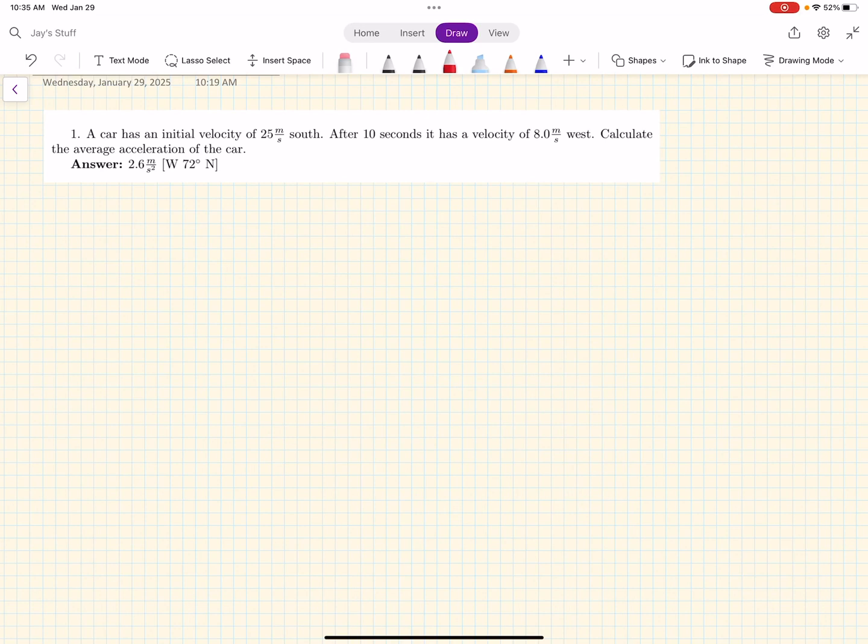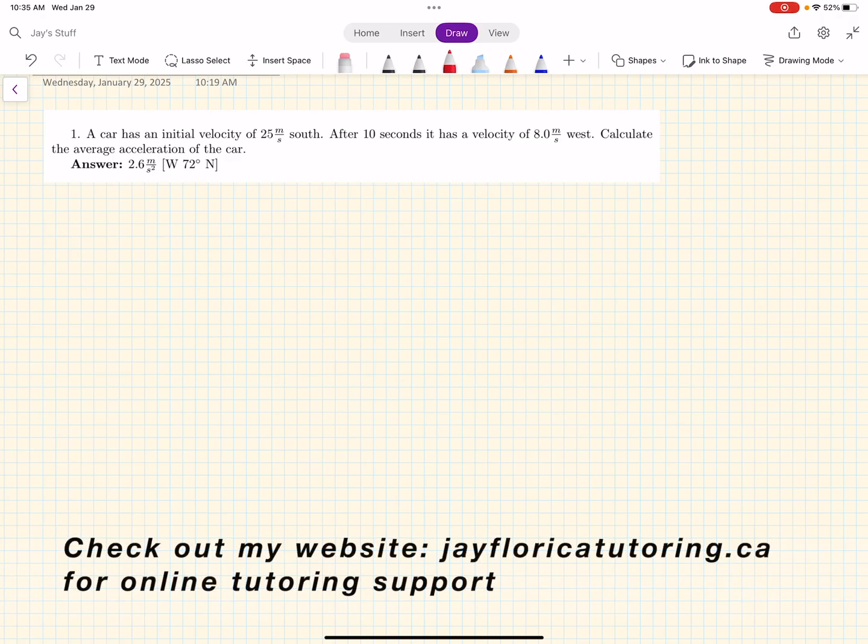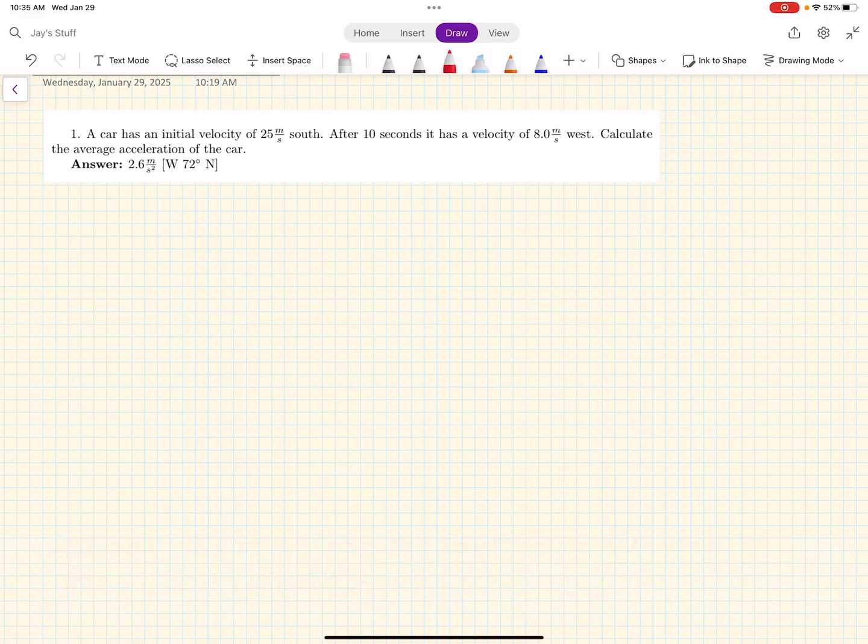Okay, so let's look at this typical kinematics question. We have a car with an initial velocity of 25 meters per second south. 10 seconds later, it has a velocity of 8 meters per second west. And it wants us to calculate the average acceleration of the car over that time. So the answer's there if you wanted to give it a go yourself first. Otherwise, we're going to jump right into this solution.